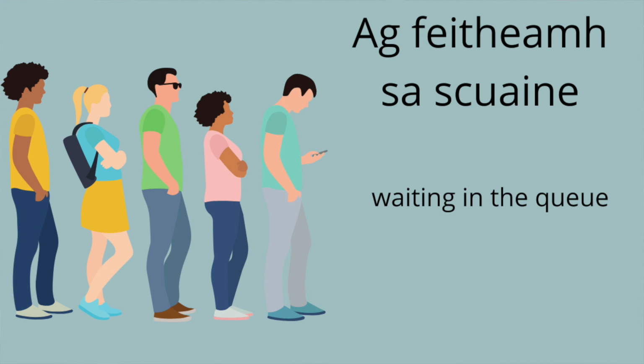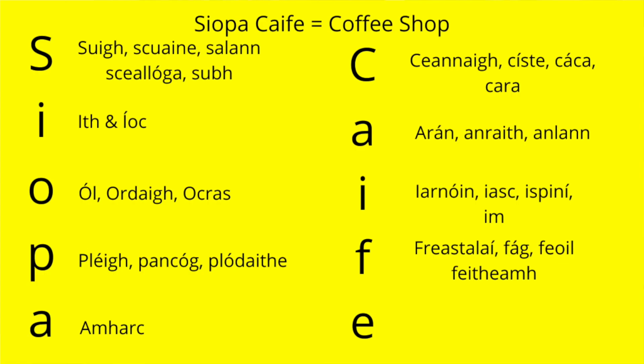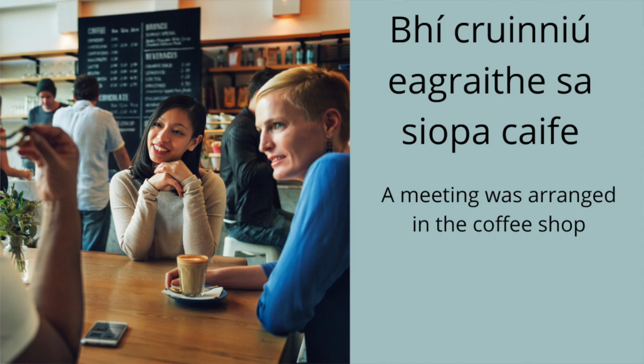Our next letter then is E, and here we have the verb agrig, which is to organise or to arrange or to plan. Vi crinu agrathe sa siopa cafe. A meeting was arranged in the coffee shop.